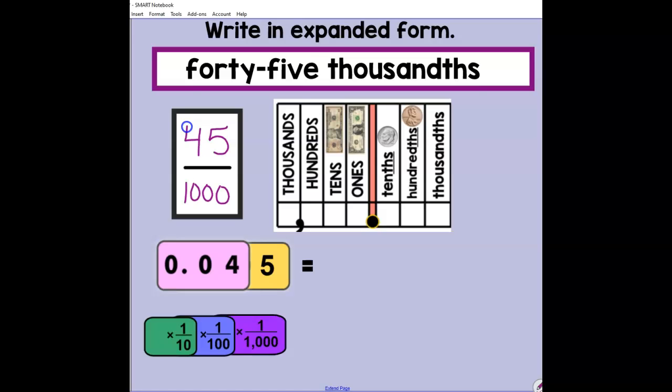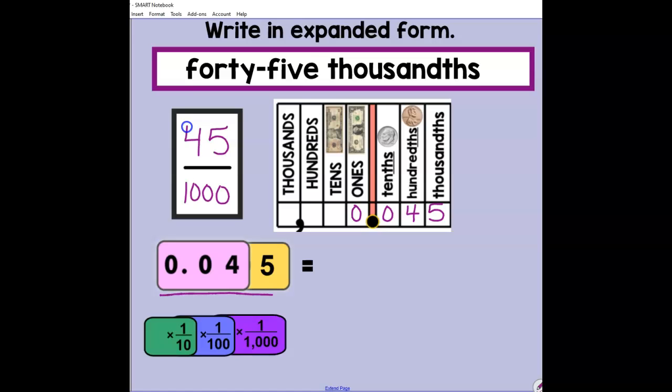Then I'm going to write it as a decimal. I got 0 ones. I have 0 tenths in this one, but I have 45. My 45 has to end in my thousandths place. So 0 and 45 thousandths.